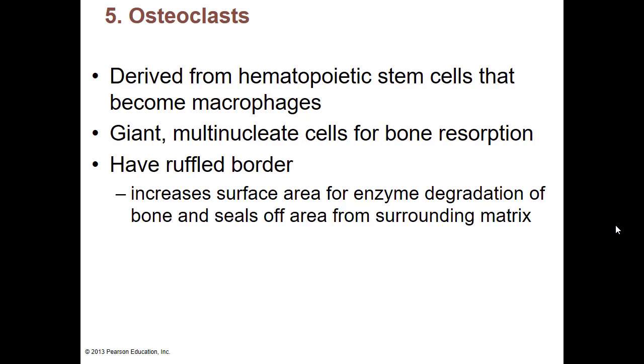Their job is to break bone down. They do that because they eat it. They are giant multinucleated cells that break bone down. So when you don't get enough calcium in your diet and you have to break bone down, this is the cell that gets recruited to do that. The osteoclasts are there to break that bone down to release the calcium out. They do have kind of a cool ruffled border on one side, which gives lots of surface area so they can secrete enzymes to help break the bone down.